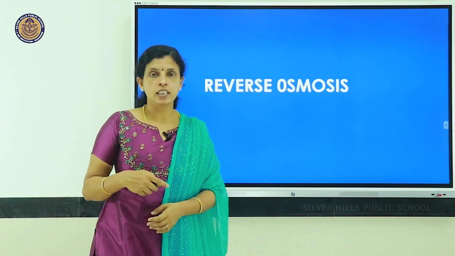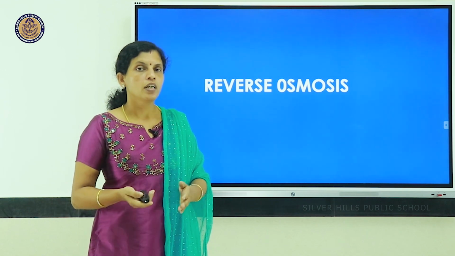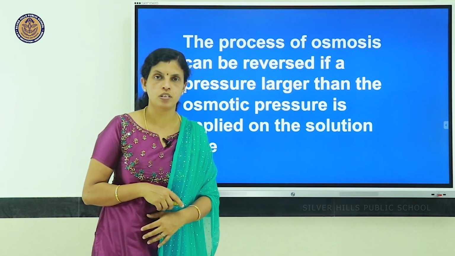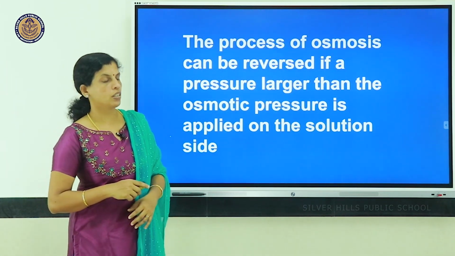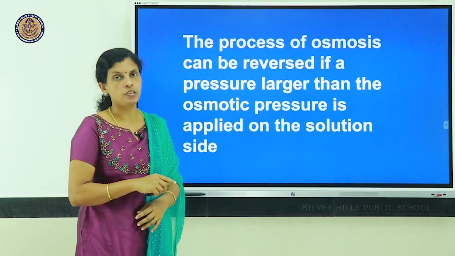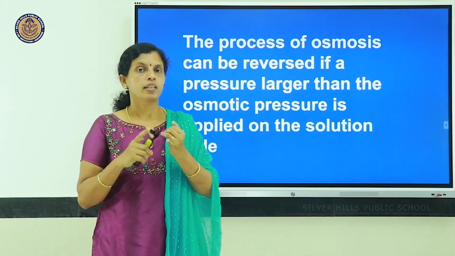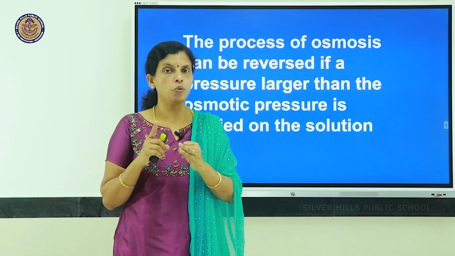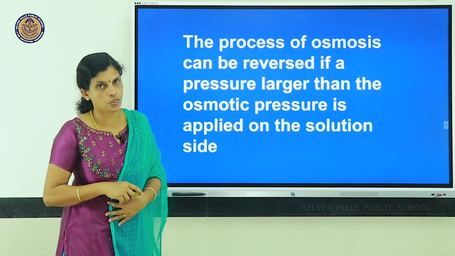There is one more phenomenon related to osmosis, and that is reverse osmosis. From the name itself, the osmosis is reversed. How can reverse osmosis occur? The process of osmosis can be reversed if we apply a pressure greater than the osmotic pressure, and that should be applied on the solution side. Two conditions: the pressure should be greater than the osmotic pressure and it should be applied on the solution side. Then the osmosis process can be reversed.